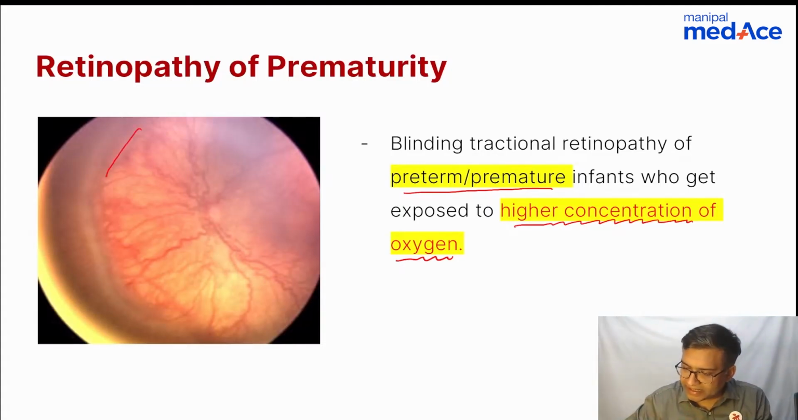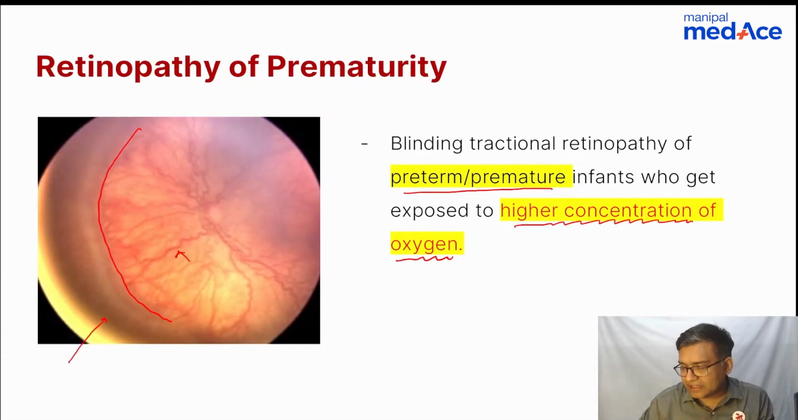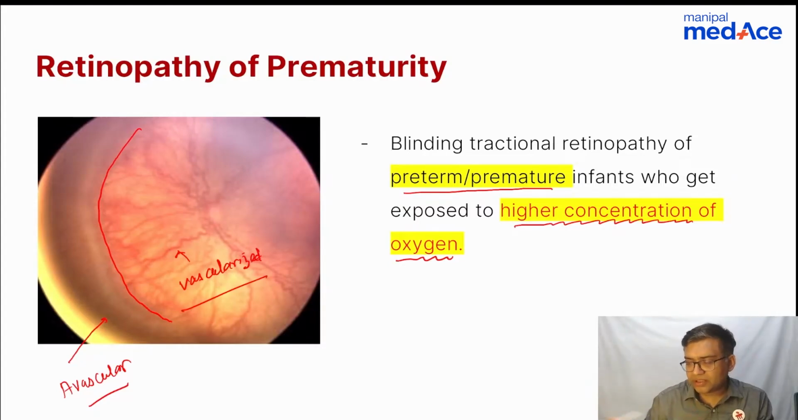Here you can get a demarcation line, and this is the vascularized retina and this is the avascular retina. So you have a vascularized segment and you have an avascular segment. This is most important whenever you talk about retinopathy of prematurity.